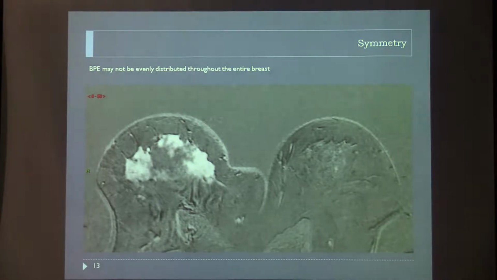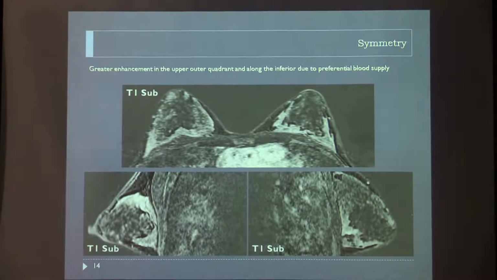Just to remind you, be careful of the symmetry when you describe the breast density. And I remind you, as we have already seen in an example, there is a greater enhancement in the upper outer quadrant and along the inferior due to the preferential blood supply. As you can see, it is not rare to have this enhancement like that. This is completely normal.